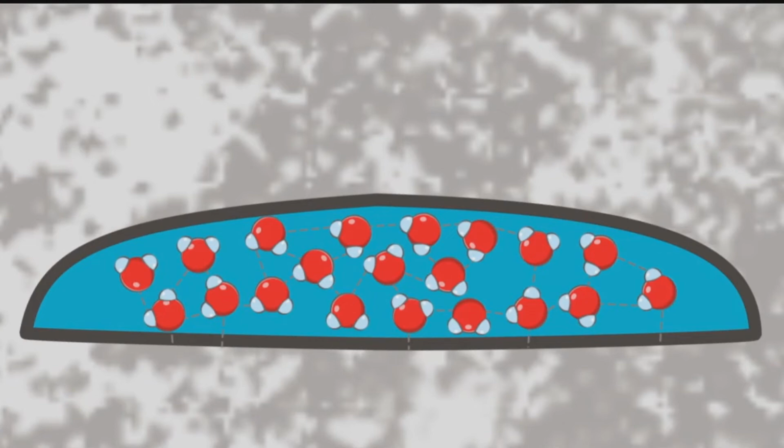The shape of water droplets is determined by the relatively high surface tension of water, which reflects the strong hydrogen bonding between polar water molecules.